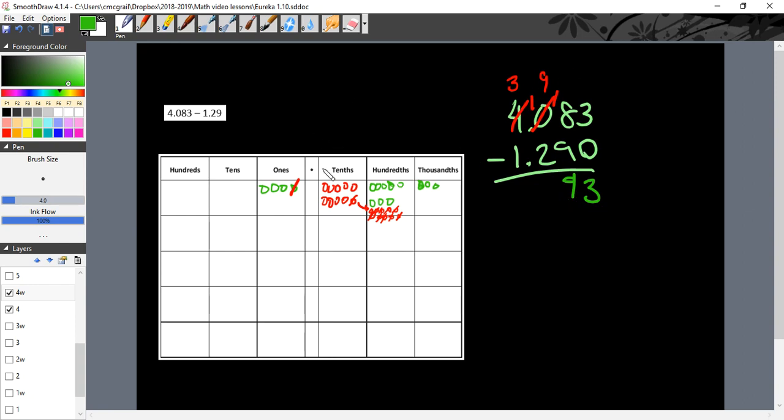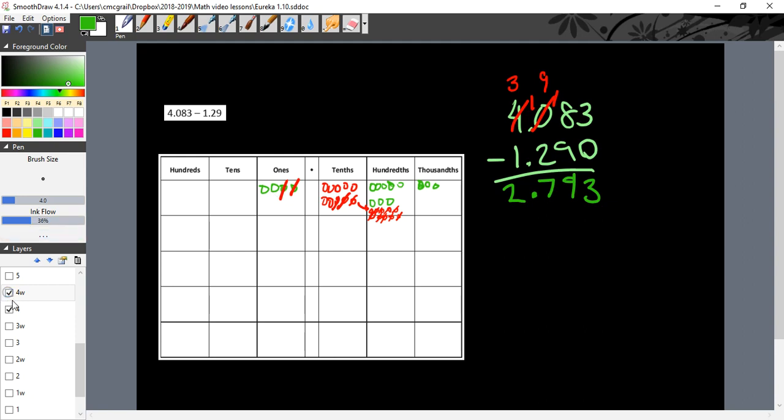Now I have 9 tenths here and I need to subtract 2. So I'll just go in and I'll go 1, 2. And I can see that I have 1, 2, 3, 4, 5, 6, 7 remaining. 9 minus 2 is 7. Last one, I have 3 ones left, and I need to subtract 1. So I'll take away 1, and I can see that I have 2 left, and 3 minus 1 is 2. So my answer here is 2 and 793 thousandths.